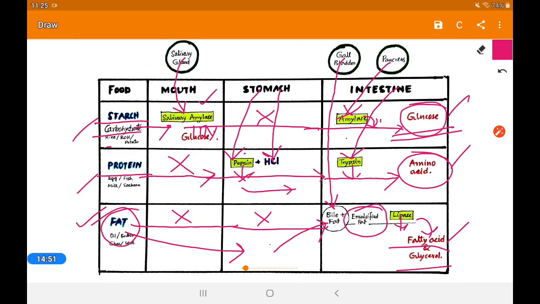Okay, so that's all about the digestion of food material in human beings.